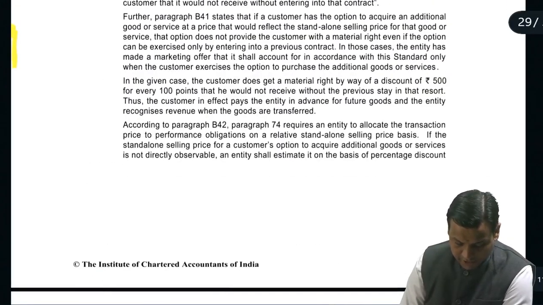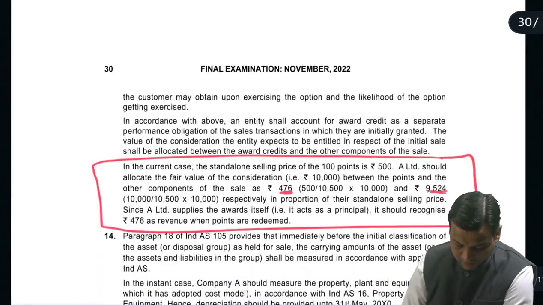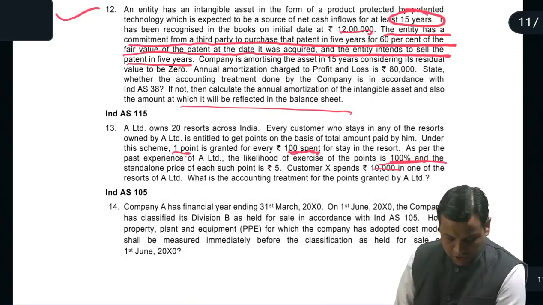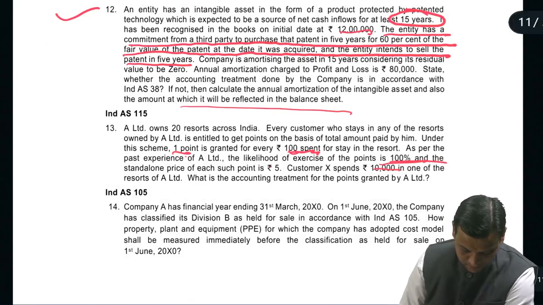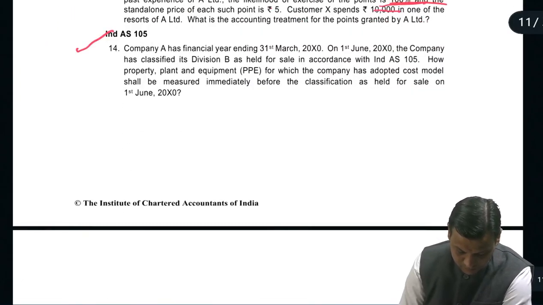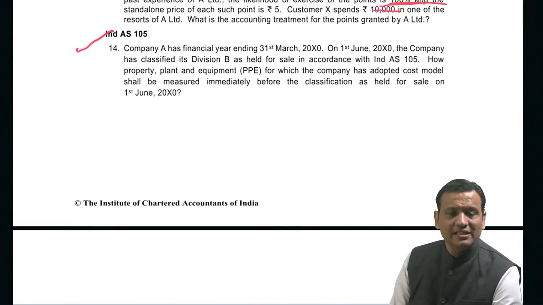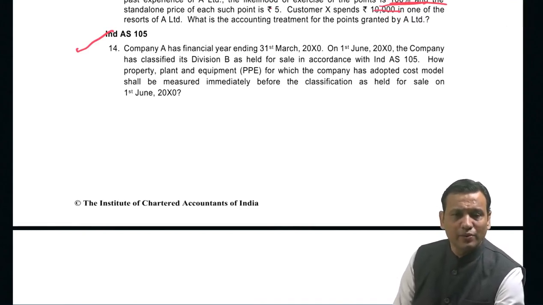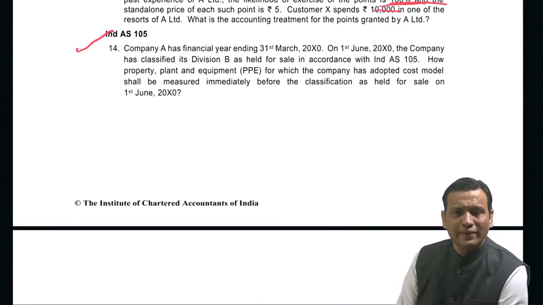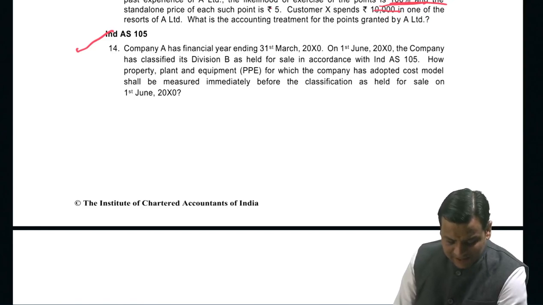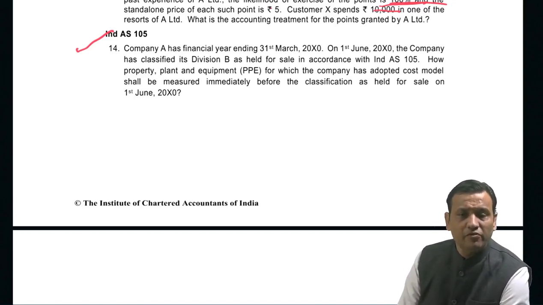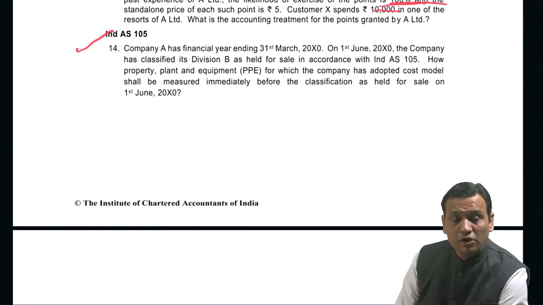Of course, this is the theoretical part. Now moving on to question number 14. Company A has financial year ending on 31st March 20x0. On 1st June 20x0, the company has classified its division B as held for sale in accordance with Ind AS 105. How should PPE, for which the company has adopted the cost model, be measured immediately before the classification as held for sale on 1st June 20x0?